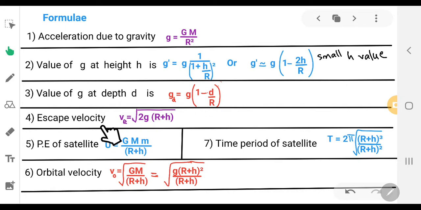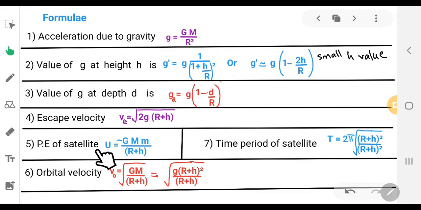Escape velocity Ve is under root 2g into the bracket R plus h. If the object is launched near the surface of the earth, then the h value is neglected, or h is taken as 0. If we are throwing the object from above the surface of the earth, then the height from which we are throwing is the h value.